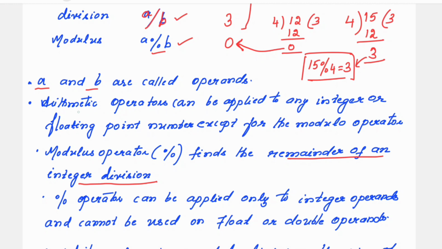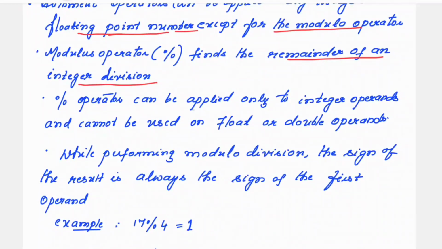Next point, remember arithmetic operators can be applied to any integer or floating point numbers. So all these operators, plus, minus, division, multiplication, can be applied to floating point numbers except for the modulo operator. Modulo operator you cannot apply to floating point numbers. It has to be applied only to integer operands. So whenever you are performing the modulus operation, remember that the variables have to be integers only. It cannot be used on float or double operands.